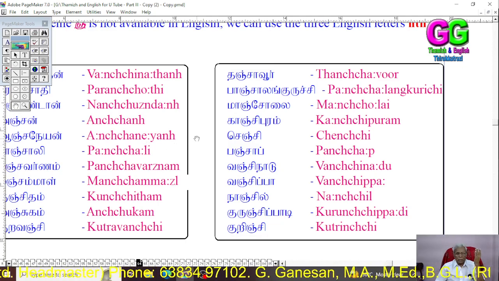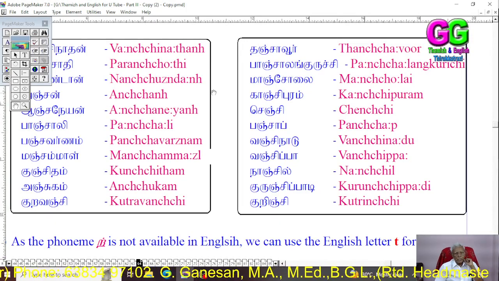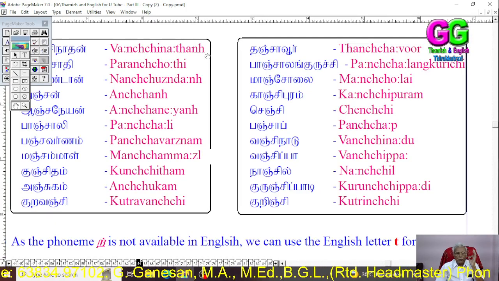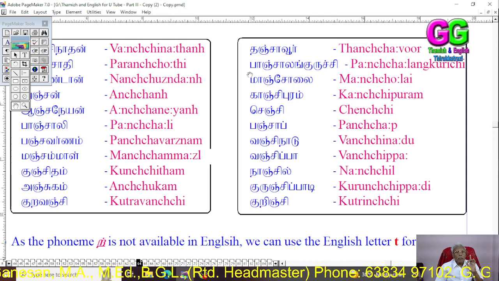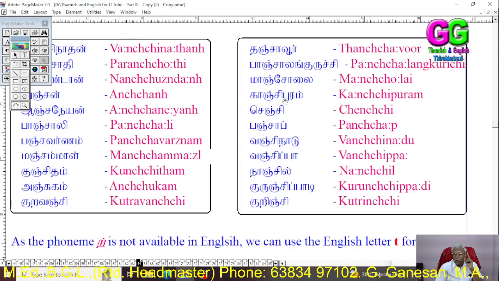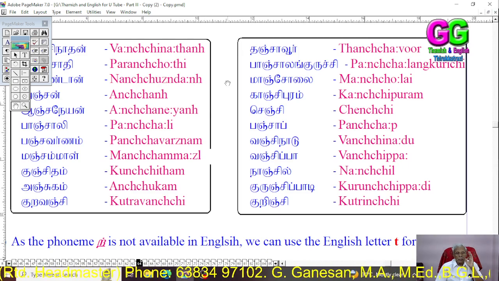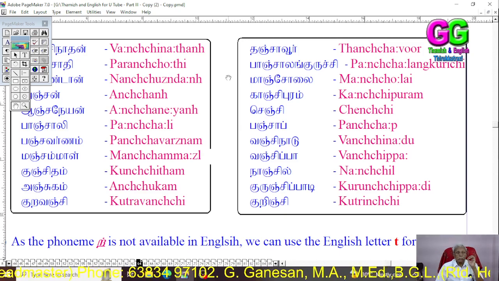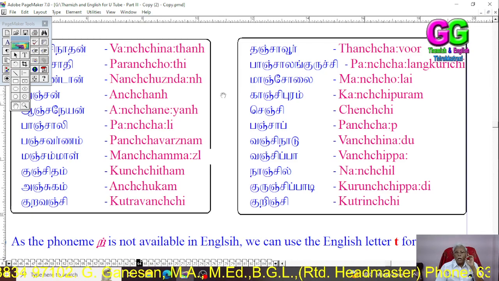Thus we can see in the names of places, the three letters NCH I have used in all the three examples to refer to the Tamil phoneme inch. I have used NCH. You also should use it. Then only we could establish the life of Tamil phonemes.